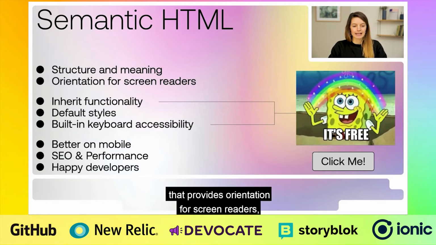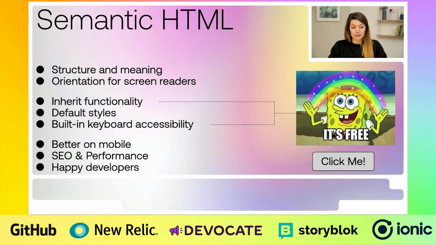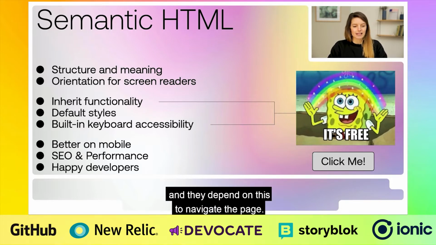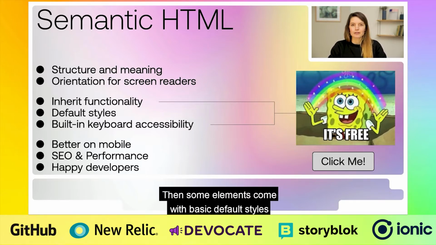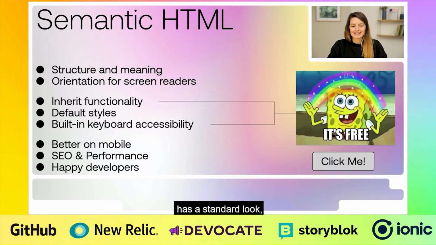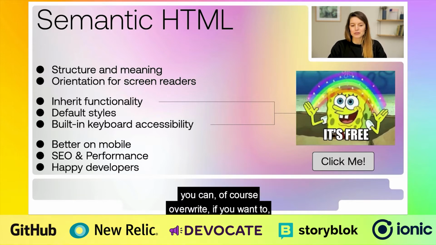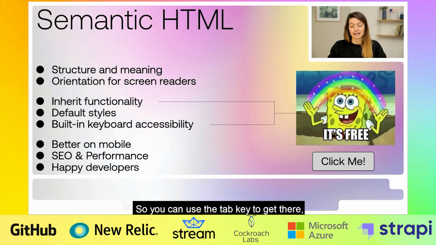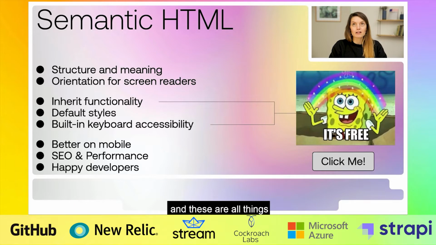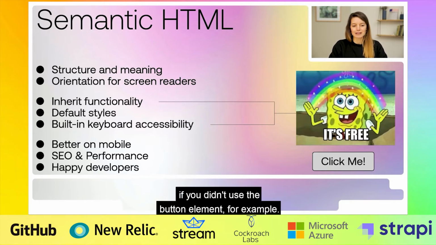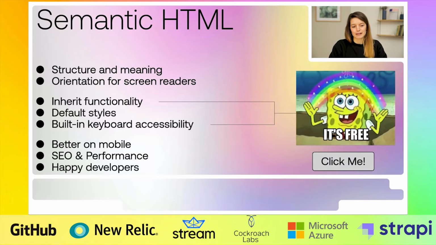So the structure and meaning provides orientation for screen readers, and they depend on this to navigate the page. Then some elements come with basic default styles and inherent functionalities, such as keyboard accessibility. For example, like that basic button you see on the slide, it has a standard look. You can, of course, override it if you want to. It's clickable and you can reach it via the keyboard. So you can use the tab key to get there. You could select it with the return key. These are all things that you would have to implement manually if you didn't use the button element, for example.